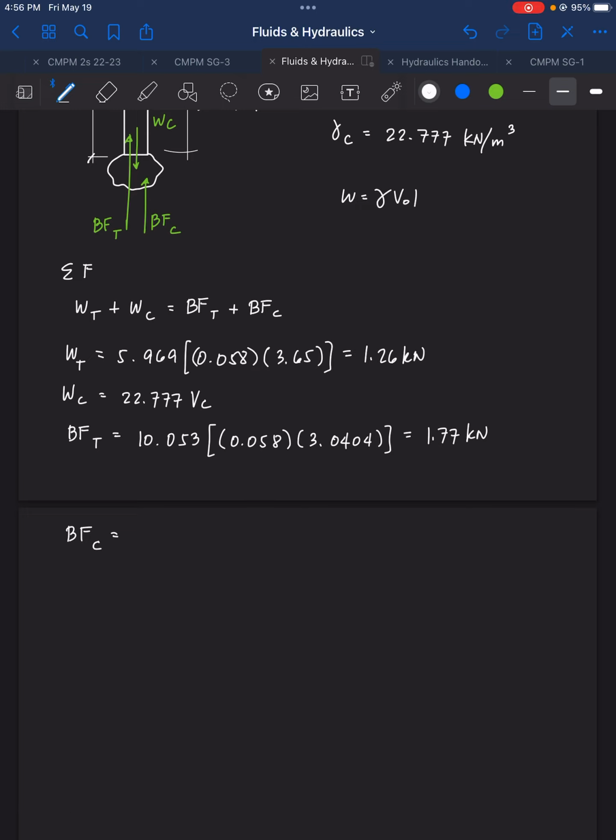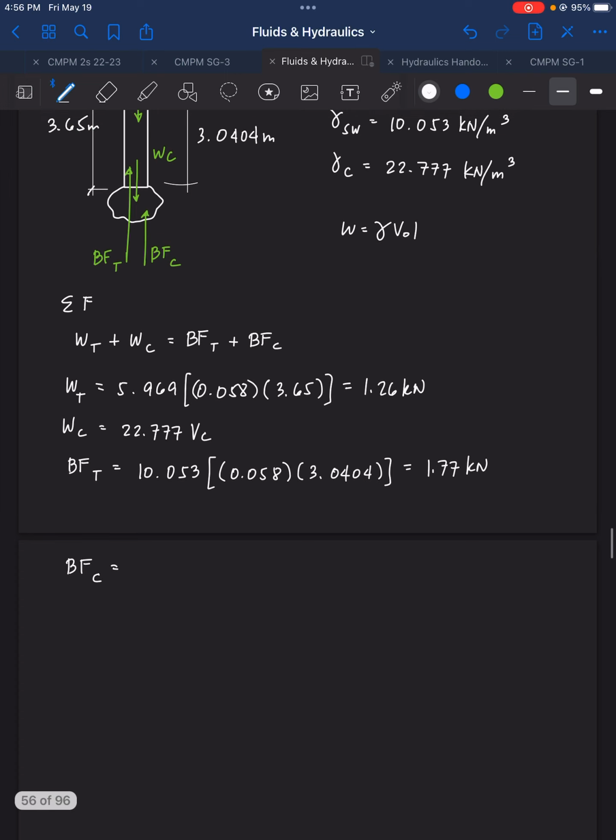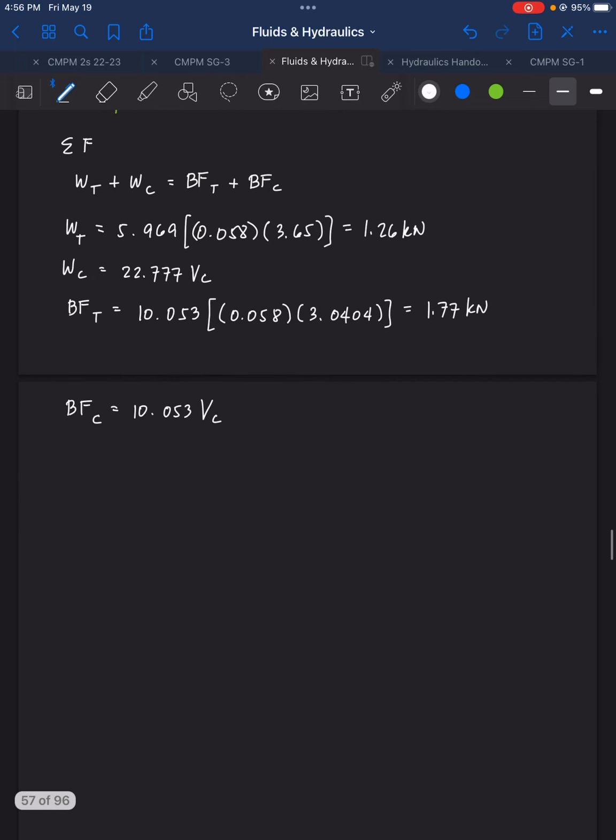Now for buoyant force for concrete, we have here the gamma for concrete. The solid is submerged in this liquid, so we're going to use the gamma of the liquid where it is submerged. So this is 10.053, gamma of salt water, times the volume of concrete.